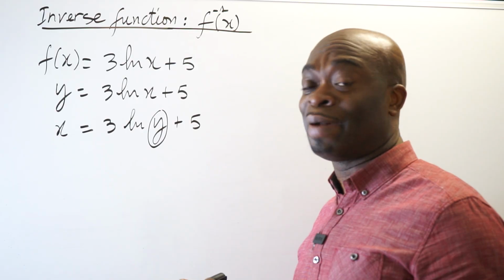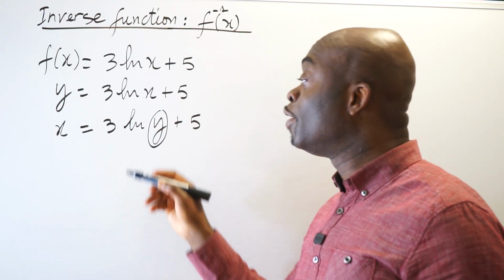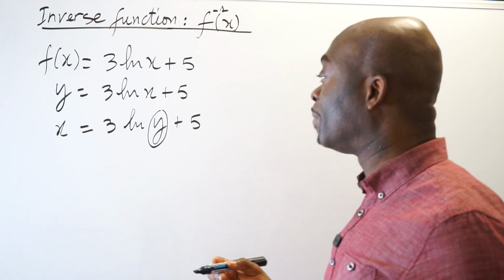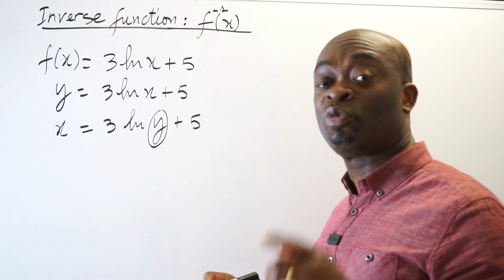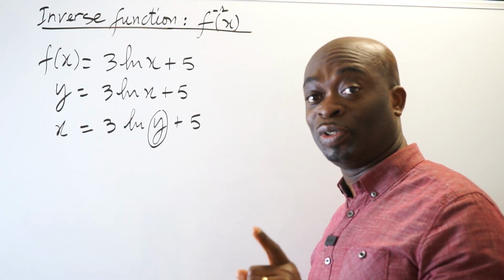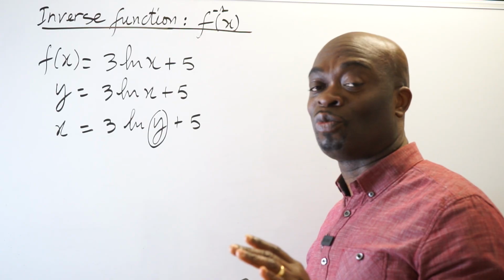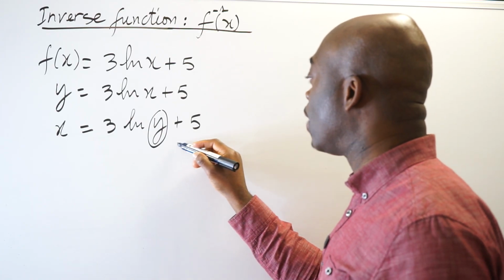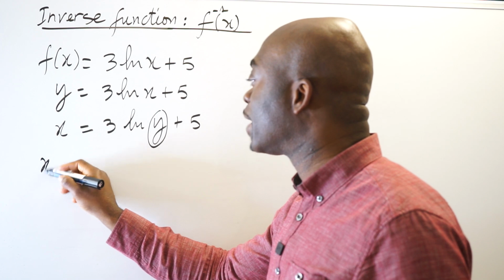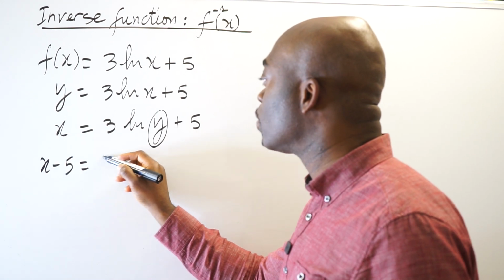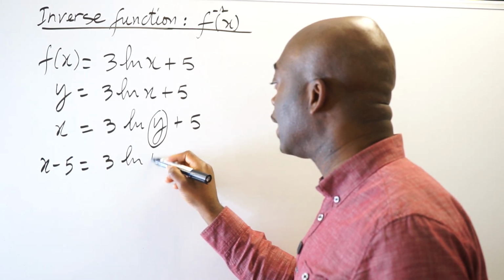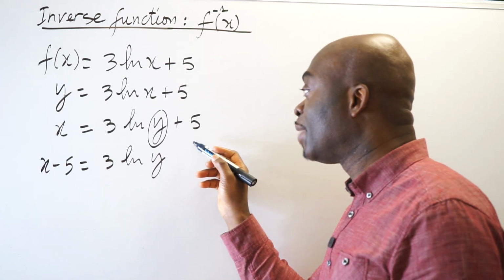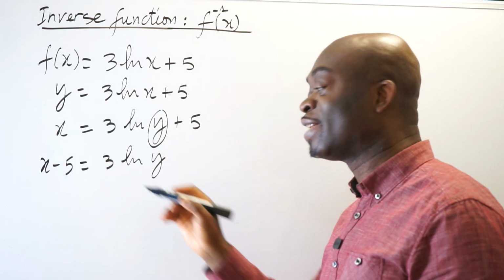But how is that going to happen? We have an ln function here, we have a 3, we got a 5. So the first thing we probably have to do is get rid of the 5, because we want to leave y alone. That's what you are targeting, y. So the 5 is out, and you end up with x minus 5 equals 3 ln of y. Or sometimes we can subtract 5 from both sides. That's the same thing.